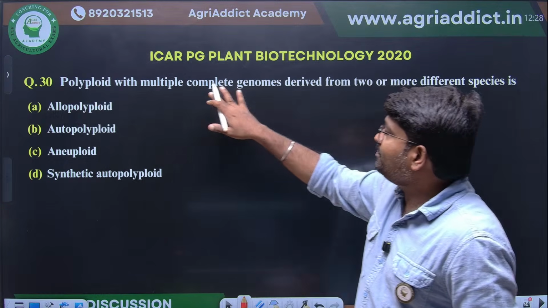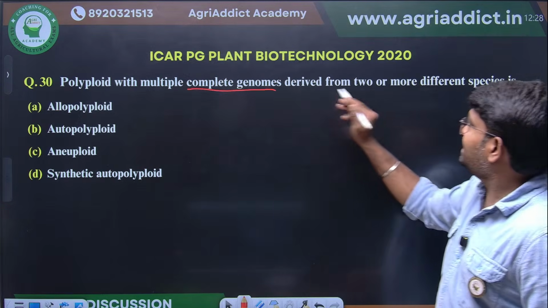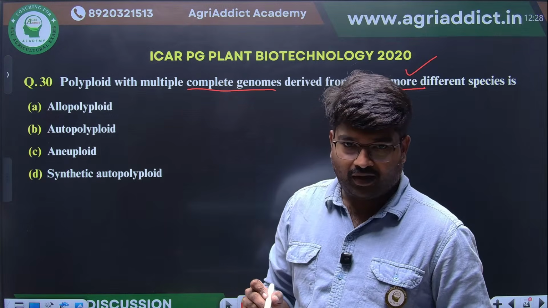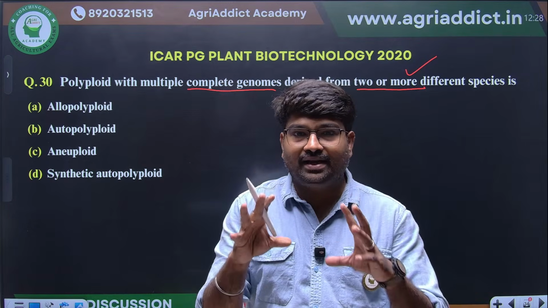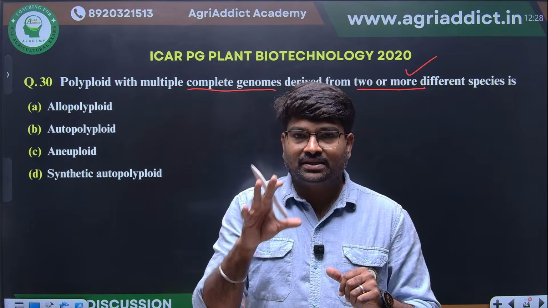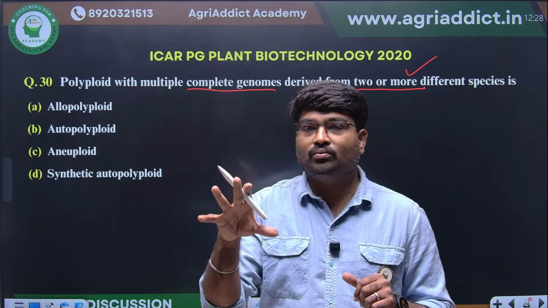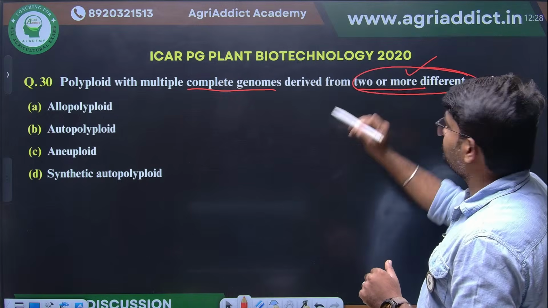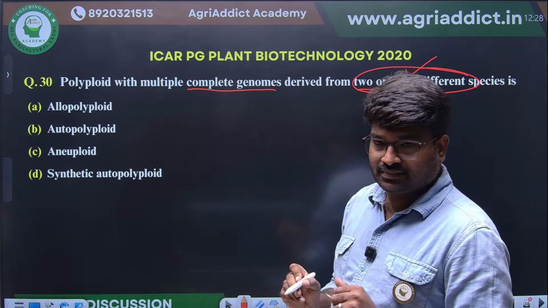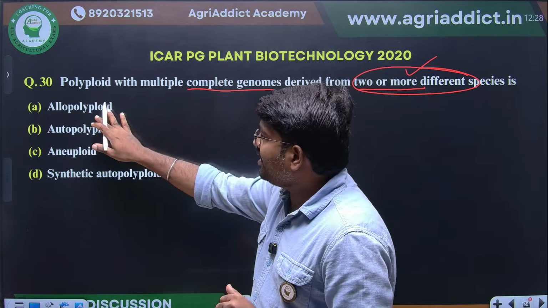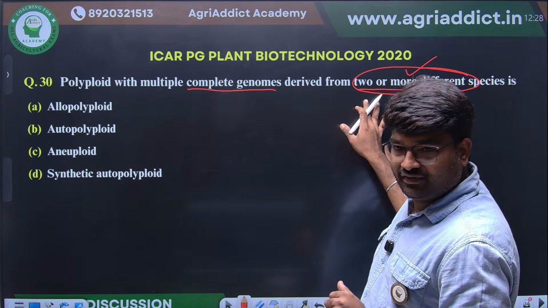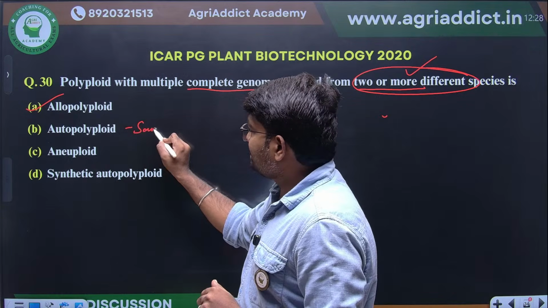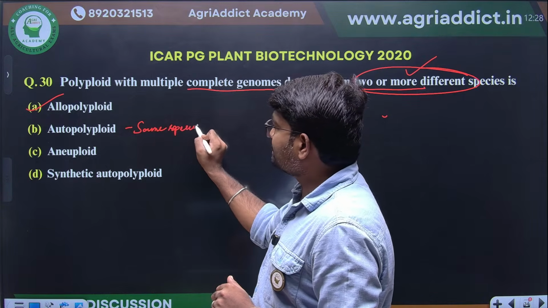Polyploids with multiple complete genomes derived from two or more different species are what? They are saying from two or more different species. Yes, very good. Allopolyploidy means from different species. Auto means from the same species. From the same species means auto.